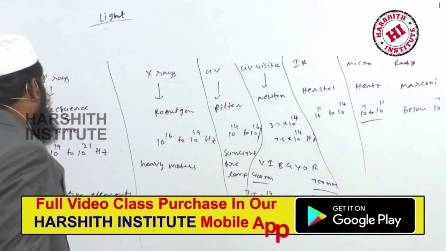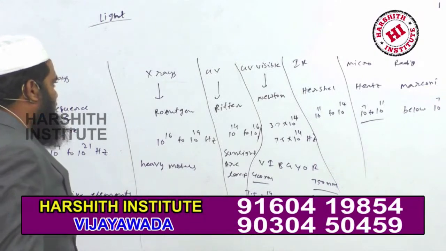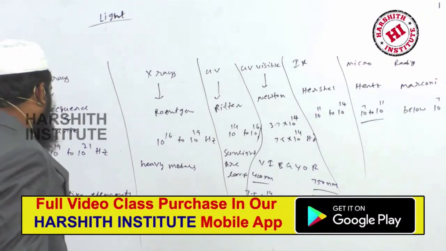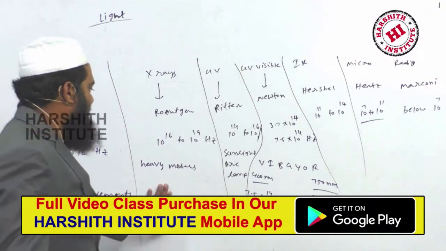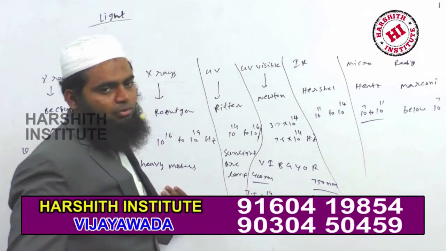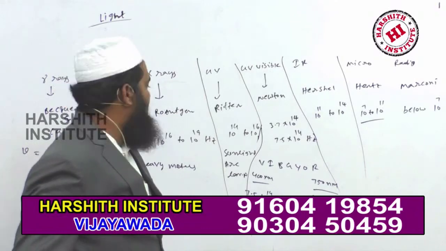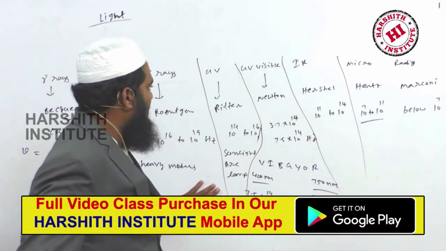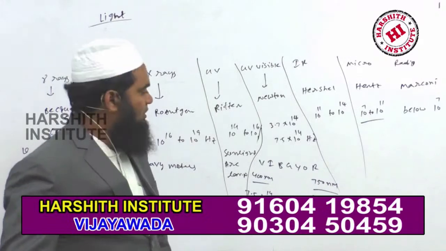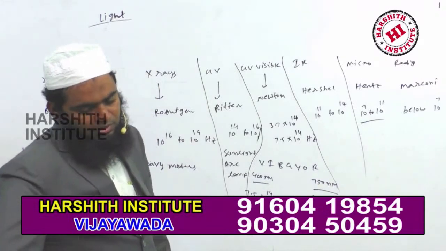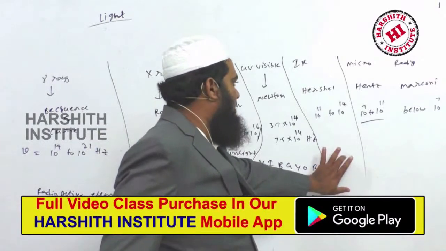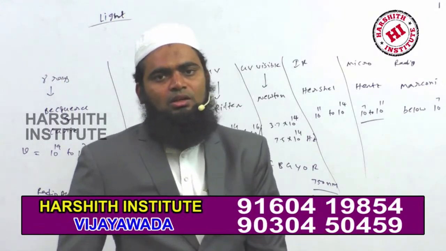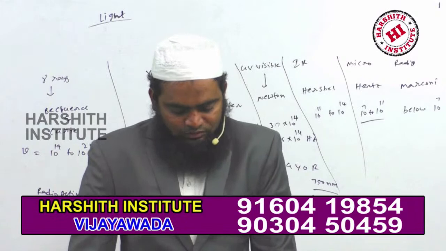Once again, for gamma rays, the main source is heavy radioactive elements. X-rays come from heavy metals, where energy is transferred from the heavy metals. UV rays come from sunlight or an arc lamp. Visible light comes from sunlight, and IR rays come from a lamp with a tungsten filament. Microwaves and radio waves come from electrical circuits. So these are the different types of sources we use in daily life also.